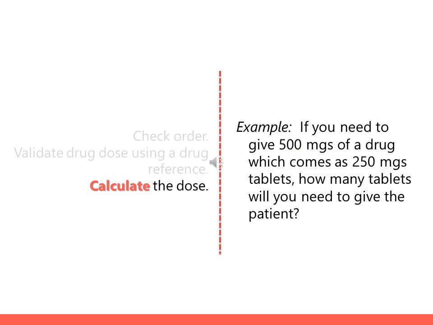Now, using the formula that I have presented to you in the previous slides, I want you to calculate the dose. The order of the doctor might look like this. Okay? If you need to give 500 milligrams of a drug, which comes as a 250 milligram tablet, how many tablets will you need to give to the patient? Remember, our formula is desired over available multiplied by quantity. So how many tablets are you going to give to your patient?